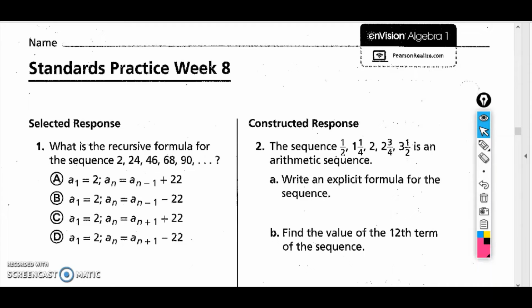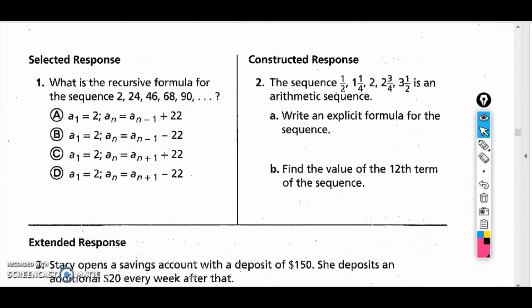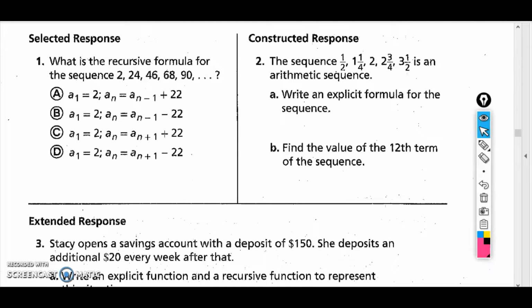Standards Practice Week 8. Just to give you a heads up, we know that a lot of this we had not covered yet. You cover it at different times depending on the order of the textbook. We haven't covered recursive formulas or explicit formulas for arithmetic sequences, but just use this video to help you through it, and then that'll count. So don't worry too much if you don't recall how to do these, because we hadn't covered it yet in class. So what is the recursive formula for the sequence 2, 24, 46, 68, 90?